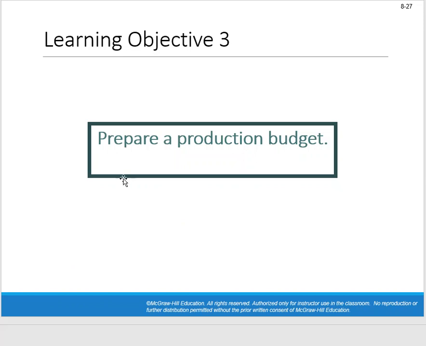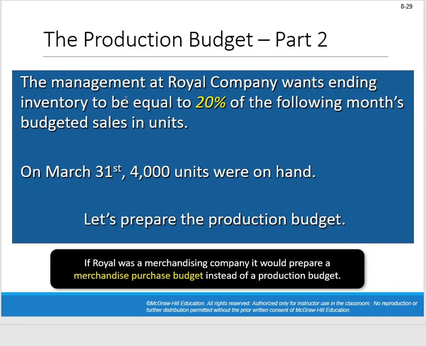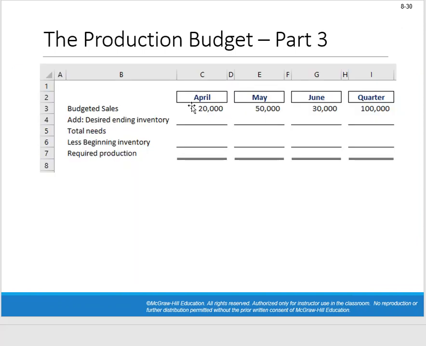So our next step is to prepare our production budget. So the production budget must be adequate to meet budgeted sales and provide for desired ending inventory. So management at Royal Company wants ending inventory to be equal to 20% of the following month's budgeted sales in units. Okay, 20% of the following month's budgeted sales in units. And we already have 4,000 units on hand from March. So let's take a look at what this looks like laid out in a spreadsheet.